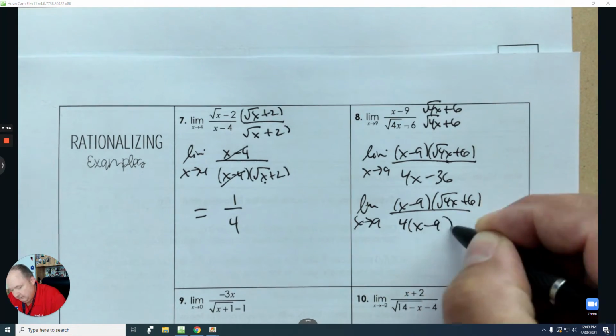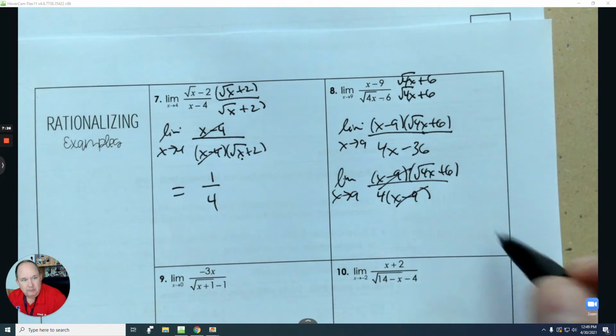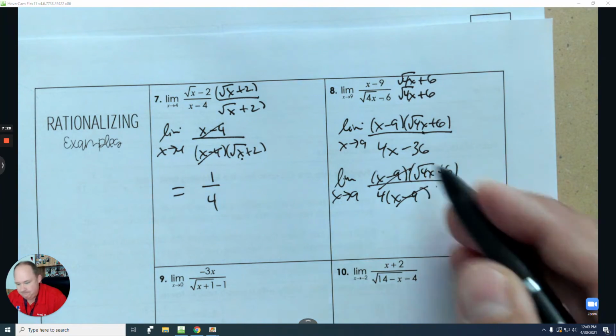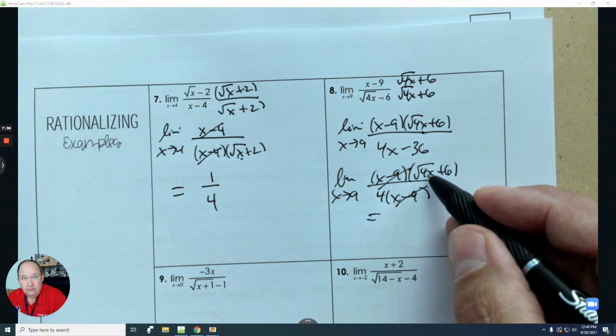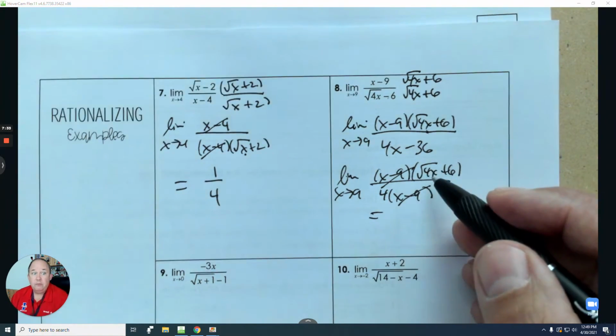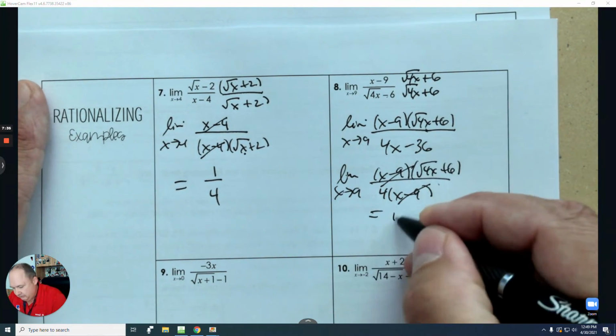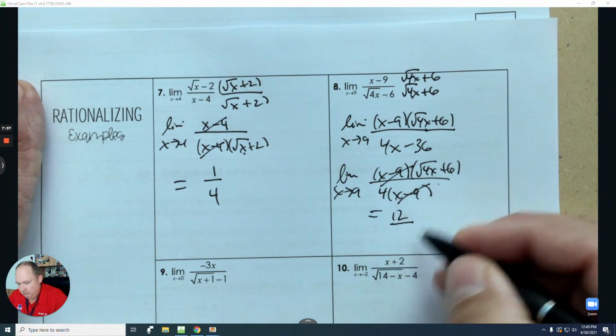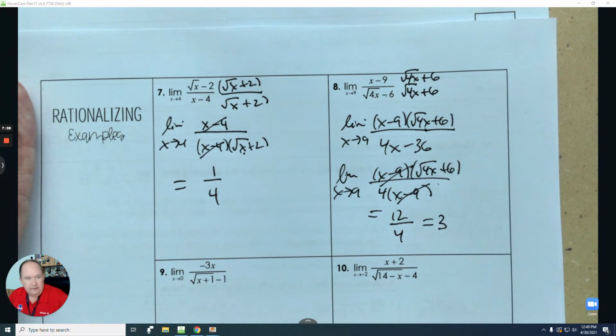And I get the x minus 9. So now you can see it removed. Plug 9 in. 4 times 9 is 36. The square root of 36 is 6. 6 plus 6 is 12. 4 in the denominator. So the answer is 3.